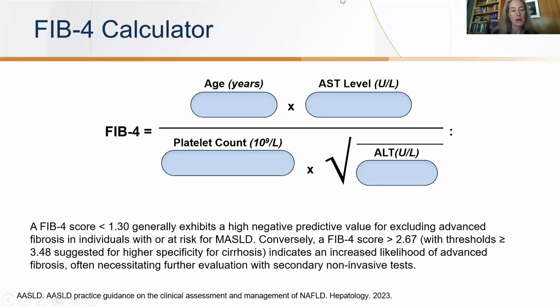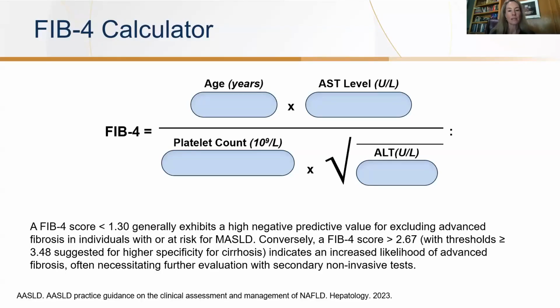Okay, so the FIB4 is usually the first NIT, or non-invasive test, that we recommend using, and we really want to encourage our primary care providers to be using this test as well. The nice thing about it is that all you need is the patient's age, their platelet count, and their ALT and AST. So you really just need a CBC and a CMP.